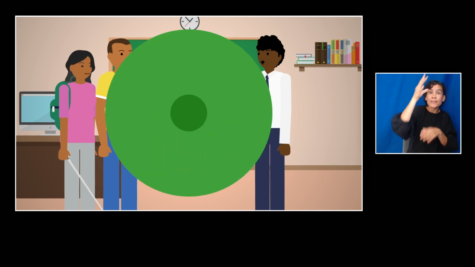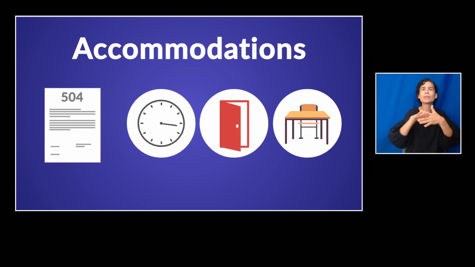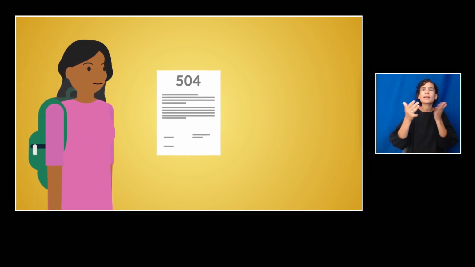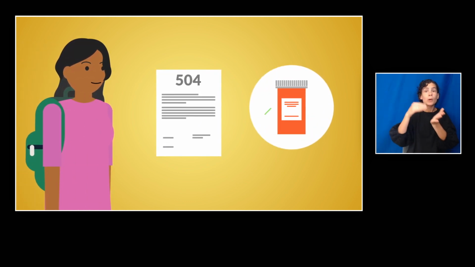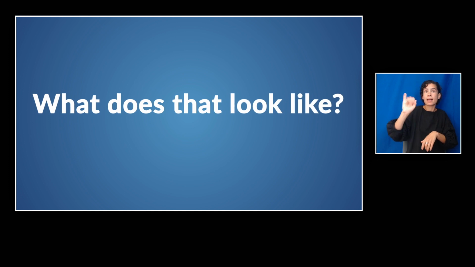parents and teachers. Some examples of accommodations provided through a 504 plan could be more time on tests, scheduled breaks during the day, and front row seating. A 504 plan can also include services, like daily check-ins with a nurse for a student who needs to take medication at school. A student with a disability might also qualify for an IEP. What does that look like?